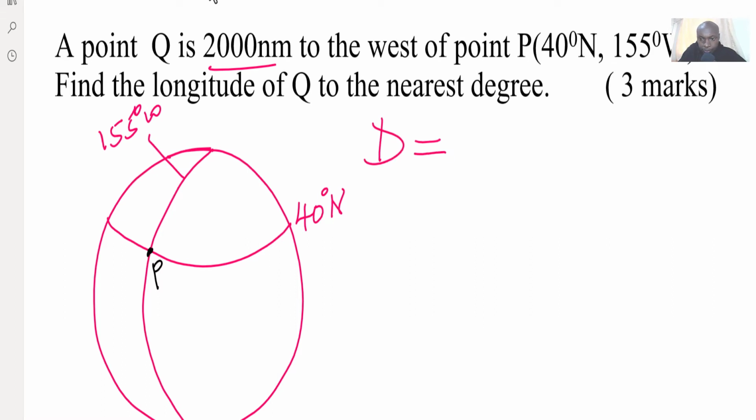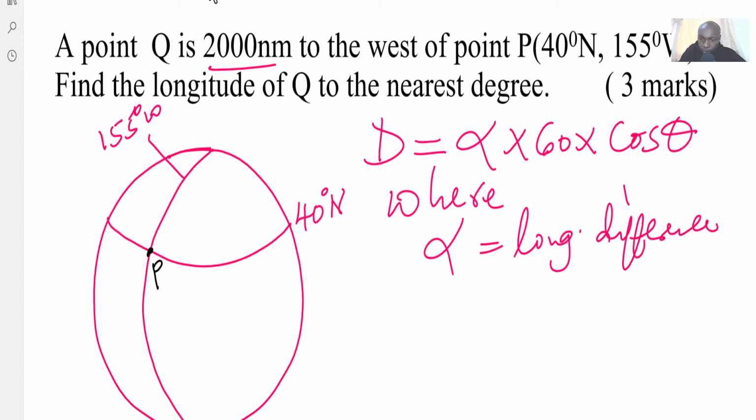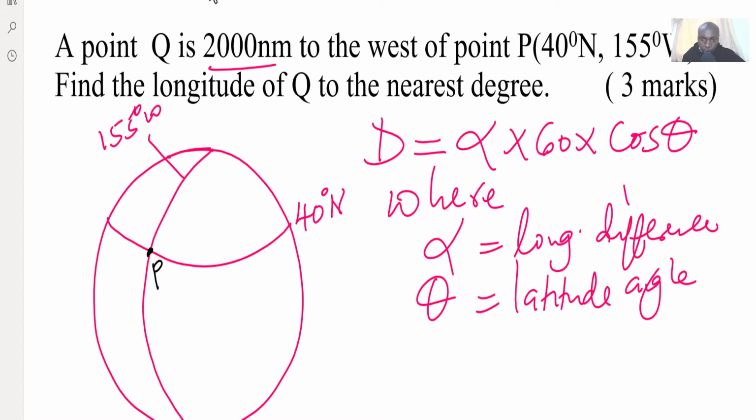Distance is given by alpha times 60 times cos theta, where alpha is the longitude difference, and theta is the latitude angle. So what we need to do now is to look at that formula. We have the distance, we have the latitude angle. So what we are required to get is the longitude difference, and that longitude difference will help us to get the position of Q. So let us substitute everything here.